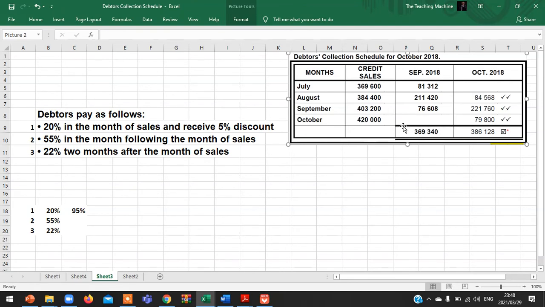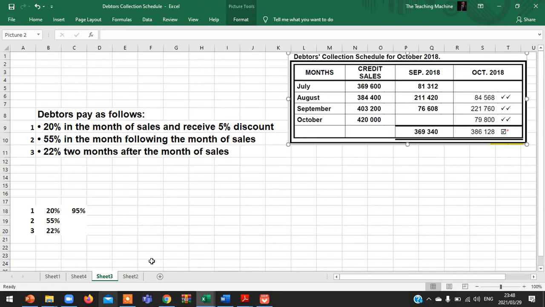Dash here because September is before October. So from October to October, it's a single month, so your 1 says collect 20% and then collect 95%. So when you say 420,000 multiplied by 20% multiplied by 95%, it will give you 79,800. And these are the totals here.